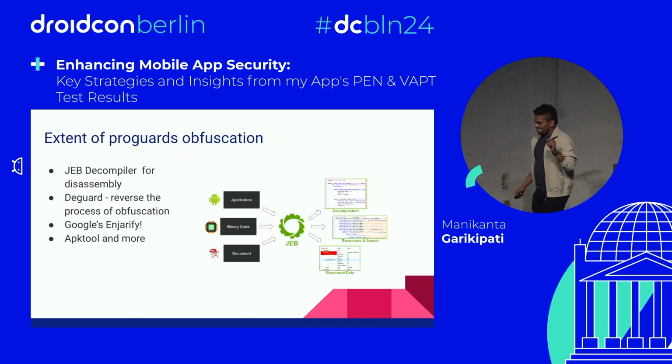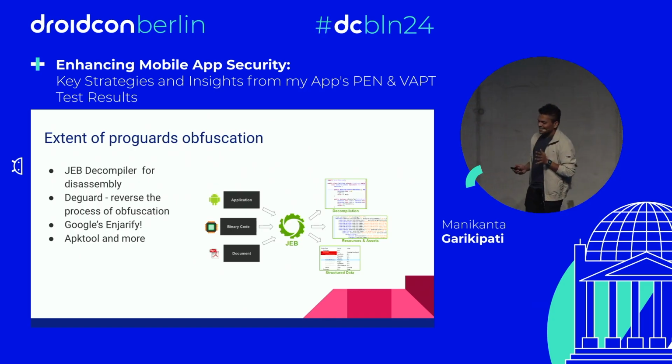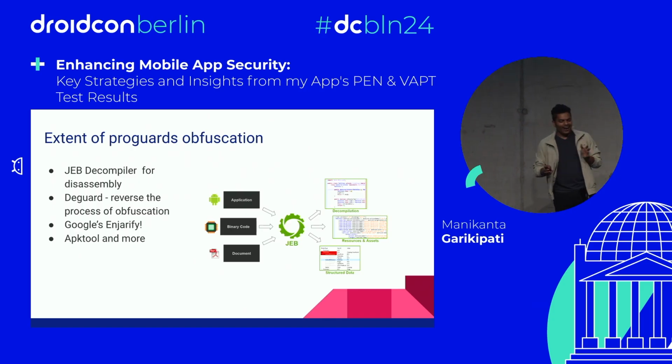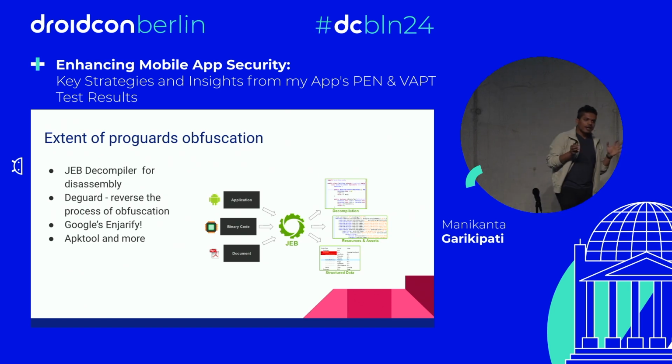But then, as I mentioned, after my VAPT tests, I realized that whatever I thought is to some extent true, but not really completely true. The first thing, as I keep saying, is obfuscated code. I thought, okay, it's kind of bulletproof, at least people cannot see my code.